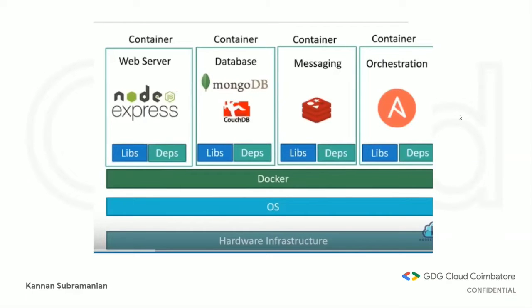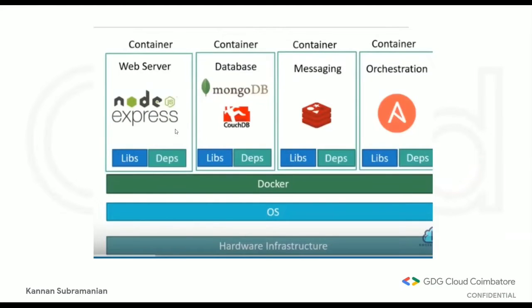In the Docker application, we have separate containers with their own libraries. For Node.js there is a separate library, for MongoDB a separate library, for messaging a separate library, and orchestration also has a separate library. That's the main thing for their purposes. We don't need to install everything for everything; they have their own separate libraries.